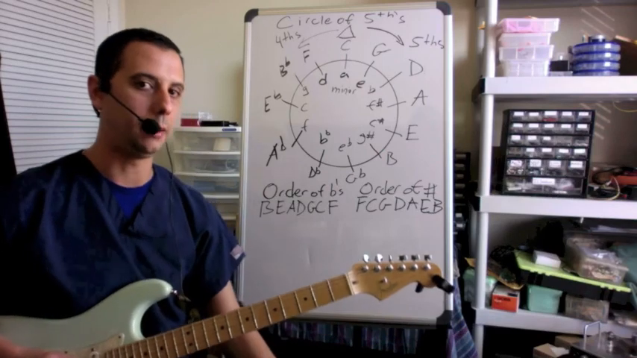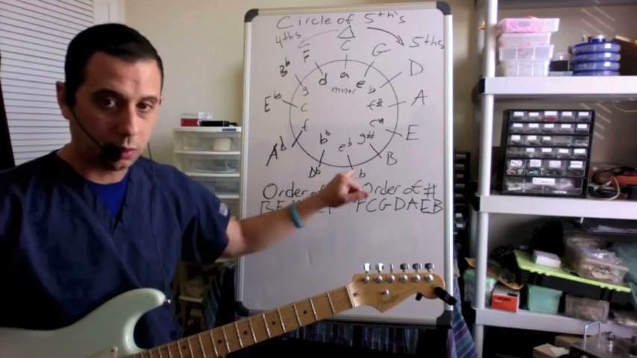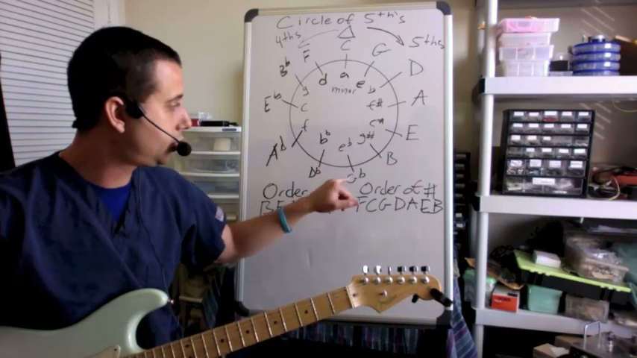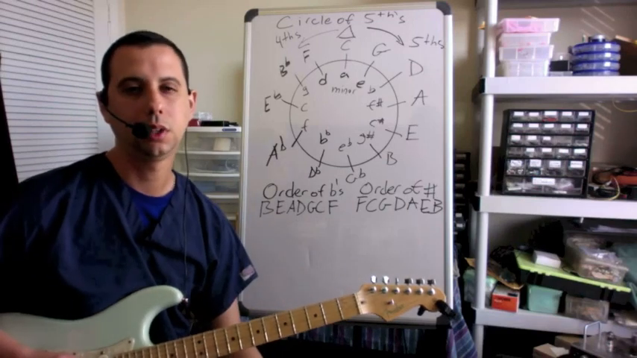Now, let's talk about when we get into this area of the circle, where you see I've written G flat and I've written D flat.